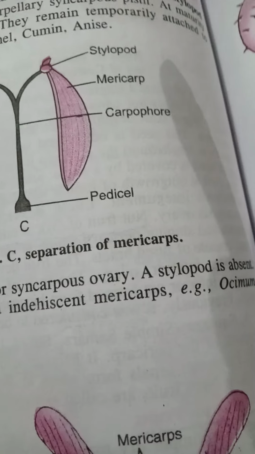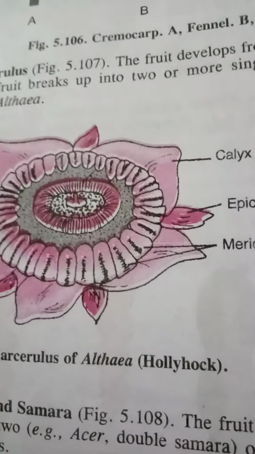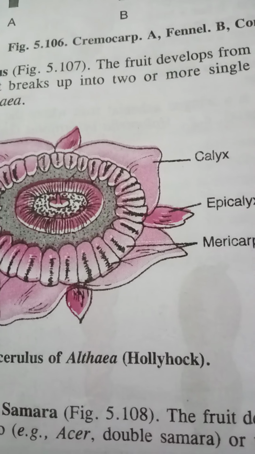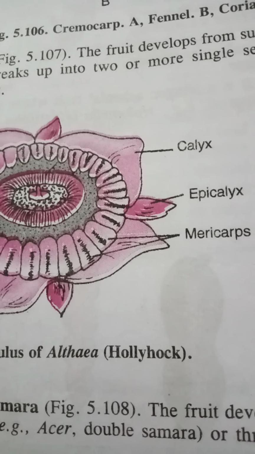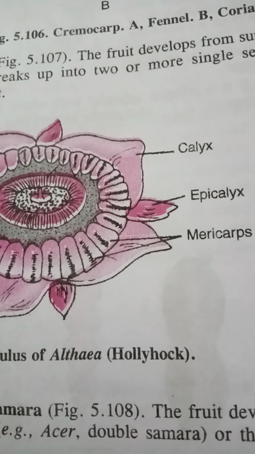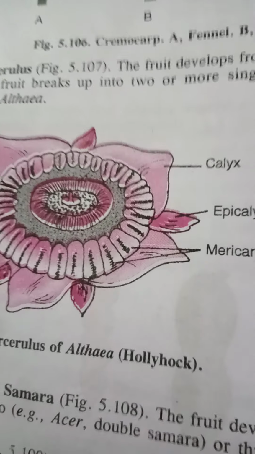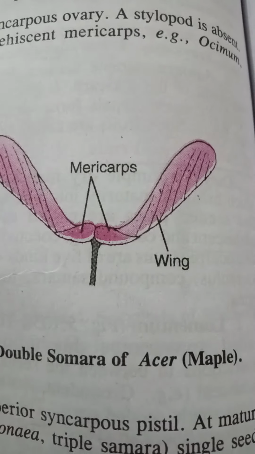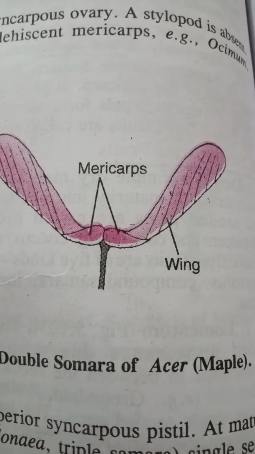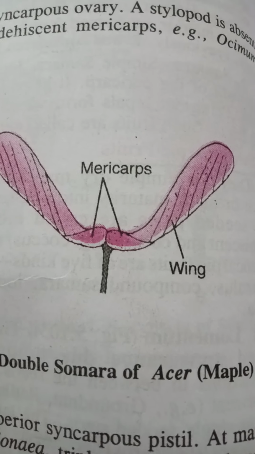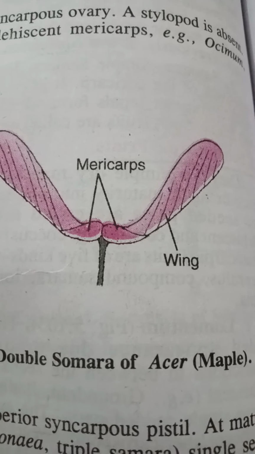Next, the carcerulus. So this you can see, this is the carcerulus type. Here the fruit develops from a superior syncarpous ovary, stylopod is absent, and the mature fruit breaks up into 2 or 3 single-seeded indehiscent mericarps. This is observed in Ocimum sanctum. Then next one is the compound samara, or double samara. The fruit develops from superior syncarpous pistils, and when mature, it splits up into 2 or 3 single-seeded winged mericarps.